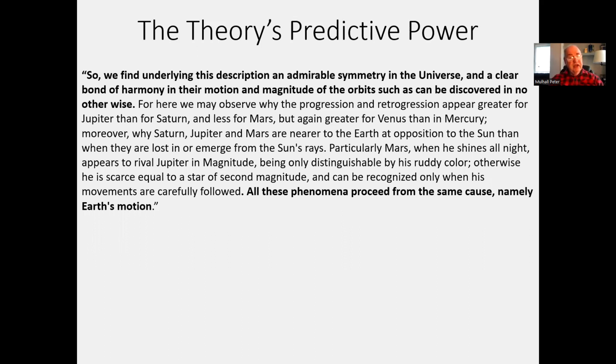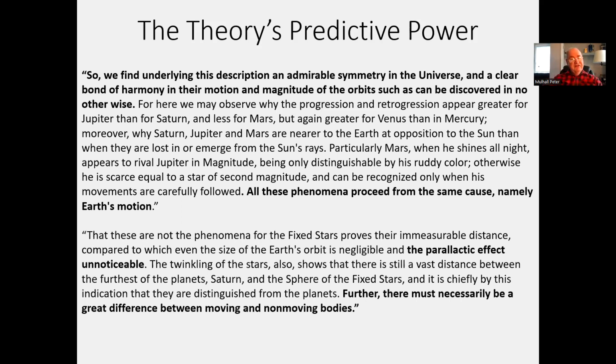Moreover, why Saturn, Jupiter, and Mars are nearer the Earth at opposition to the sun, why they're brighter in opposition to the sun than when they lose or emerge from the sun's rays in conjunction. Particularly Mars, when he shines all night in opposition, appears to rival Jupiter in magnitude. They're both right, 15 times brighter than Vega, as we saw, being only distinguished by its ruddy color. Otherwise, it is scarcely equal to a star of second magnitude and can be recognized only when its movements are carefully followed. All these phenomena proceed from the same cause, namely the Earth's motion.